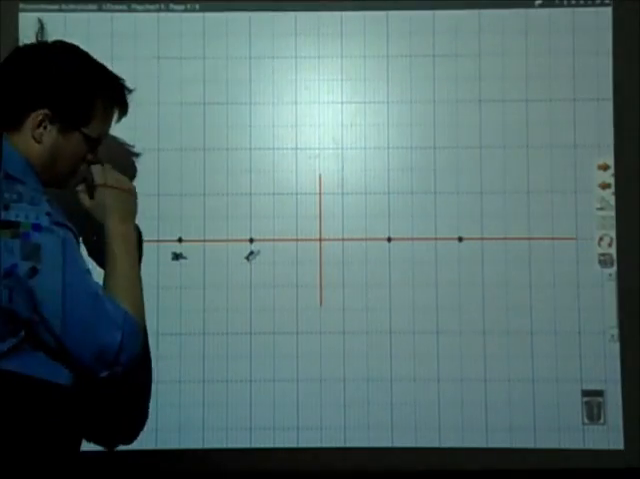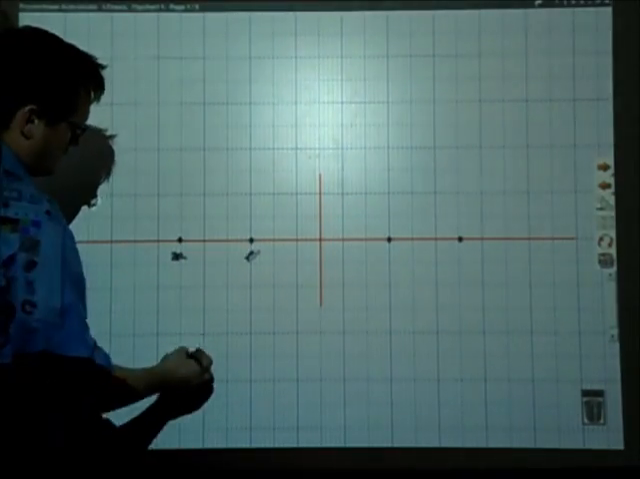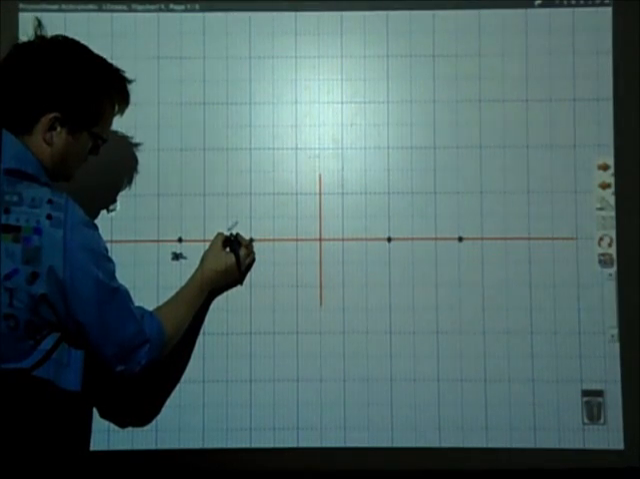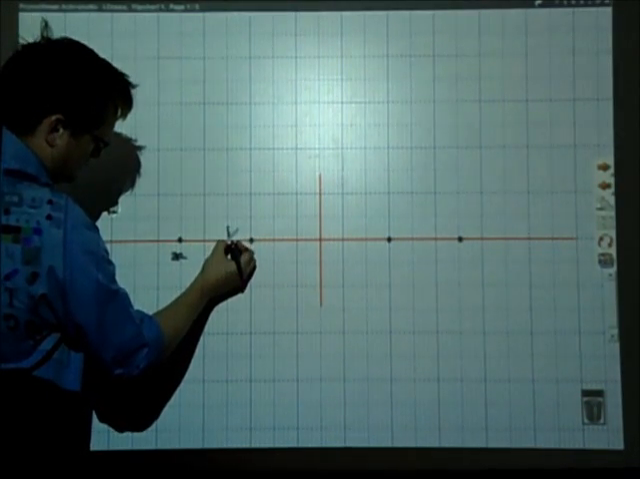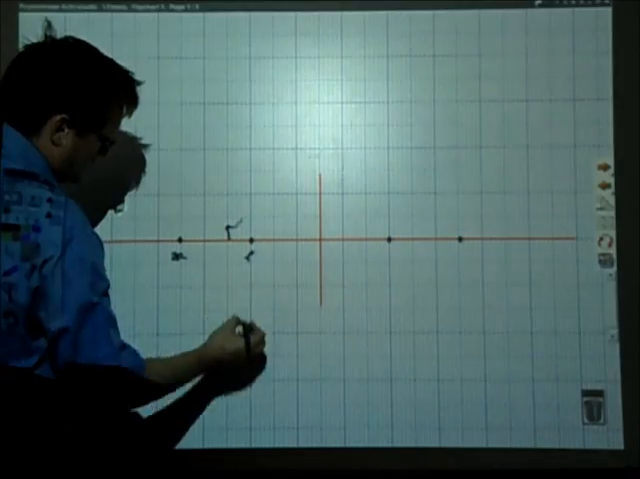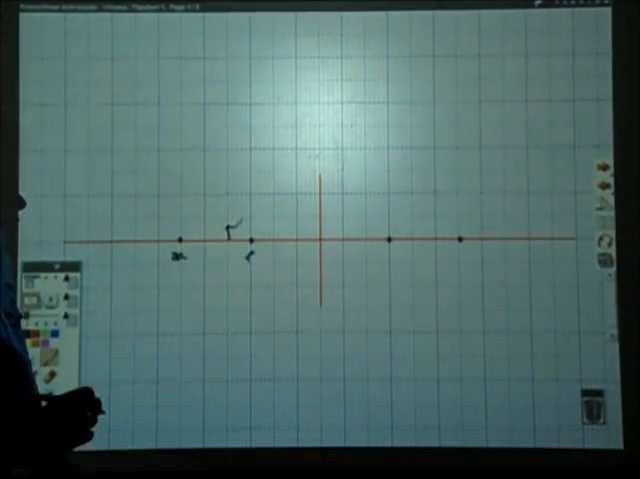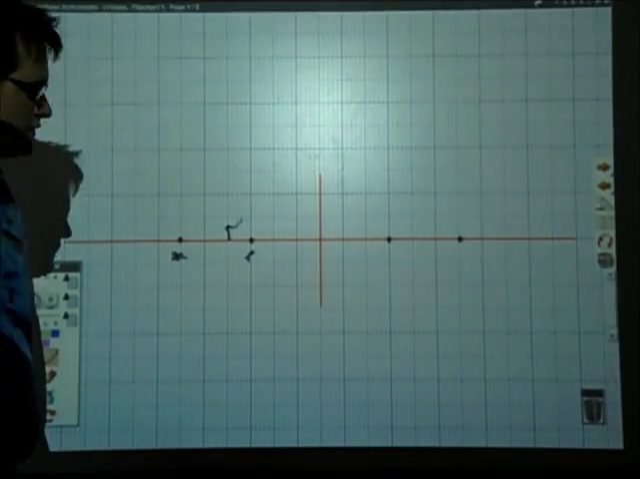So, sorry, not image. What if our object is, so let's put our object here. I'm going to make it quite small. We'll see why in a second. So it's 6 millimeters high according to my scale. I go through exactly the same process.